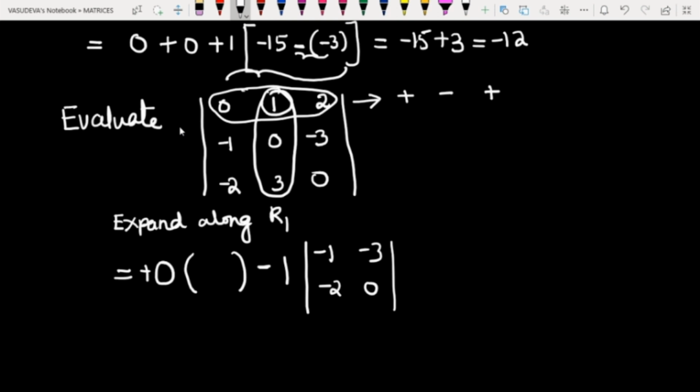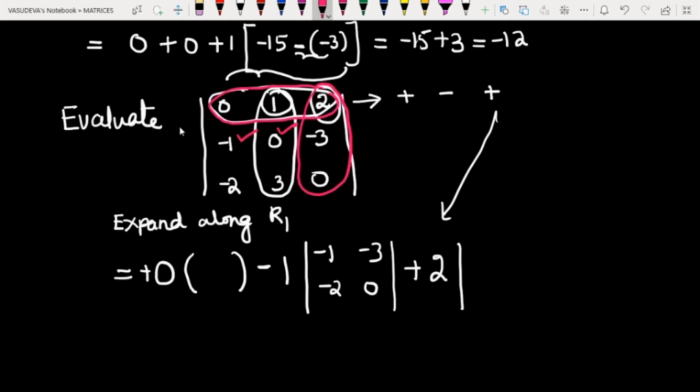Now the next sign is plus here, so I am writing plus. Now the element here is 2, so plus 2 into determinant of. 2 lies in the first row and the third column. Now we have to take these elements: -1, 0, -2, 3.